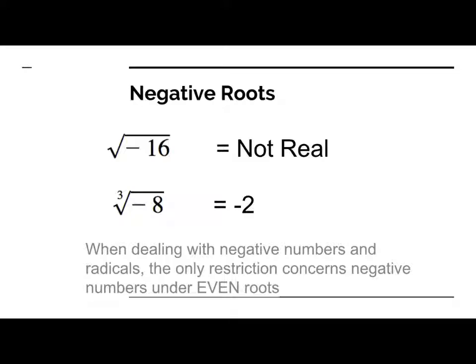The only time you really have to be careful, well, all the time you have to be careful, but the only time that it causes an issue is when you have an even radical. So square root or quartic root, that'd be a 4, 4th root, 6th root, 8th root, so on. Any root that's an even root, you cannot get a real result from that negative number. If it's an odd number, like the cube root, a third root, or a 5th root of a negative number, that's okay. That works just fine.